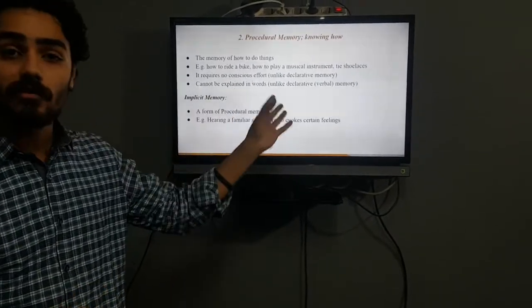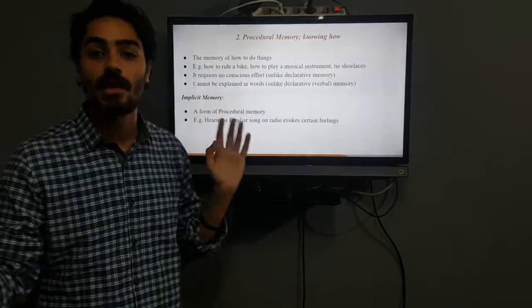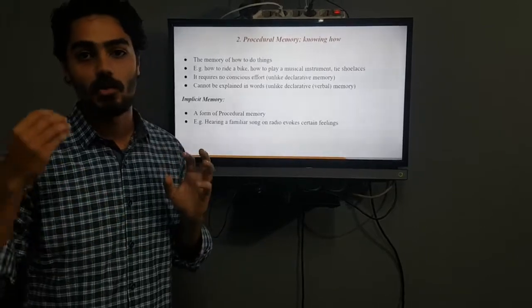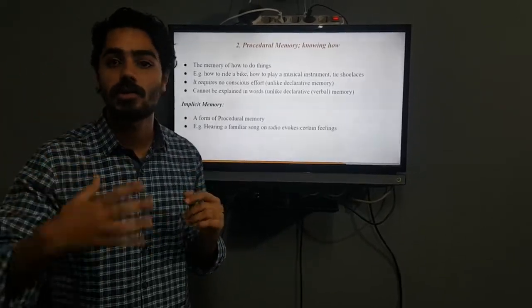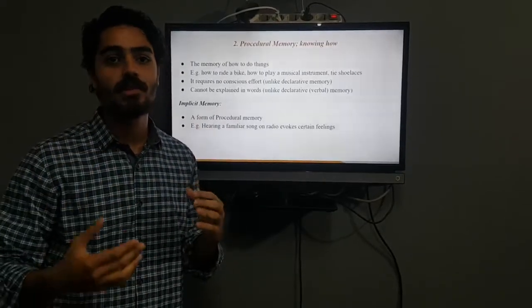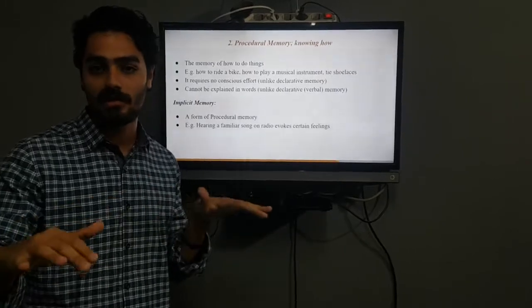A form of procedural memory is called implicit memory, as contrasted to explicit memory. For instance, when you hear a song that you used to hear in your childhood, it instantly triggers some emotions or feelings that are memory related, and yet it's very implicit. It's non-declarative. It's non-verbal.